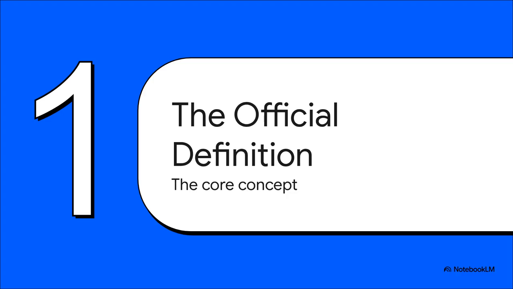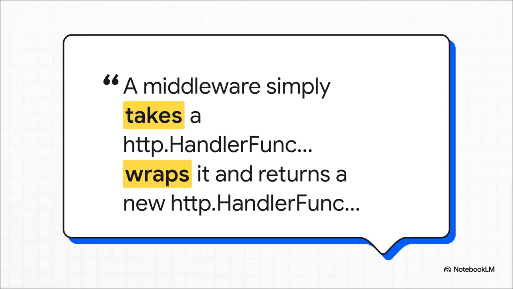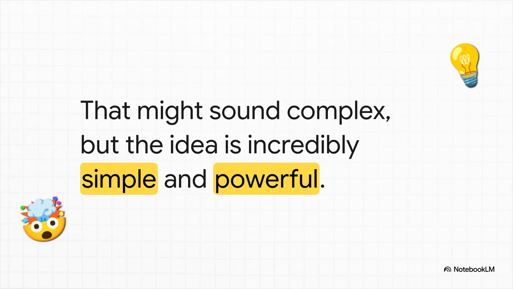So to really get our heads around it, let's start with the official definition. Okay, so the definition says a middleware takes an http.HandlerFunc, wraps it, and returns a new http.HandlerFunc. Whoa, okay, that's a mouthful, and all that handler func stuff can sound pretty academic. But don't worry, forget the jargon for a second. The core idea is actually super simple, and we're gonna break it down with a little story. Trust me, it might sound a bit complex at first, but the idea itself is incredibly simple and really, really powerful. It's going to change how you think about organizing your code.